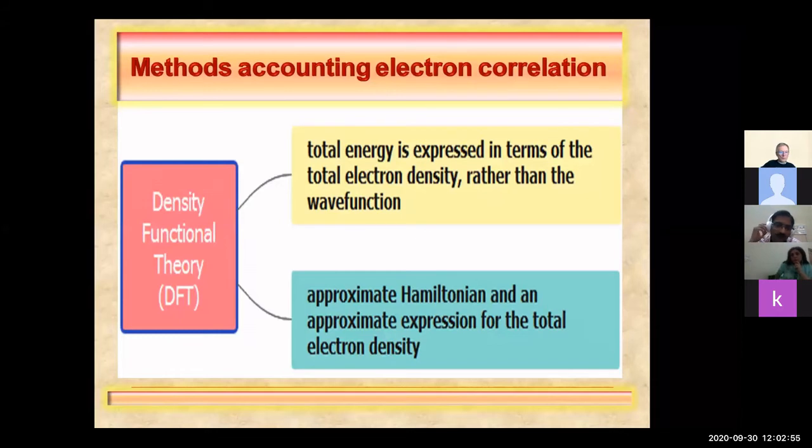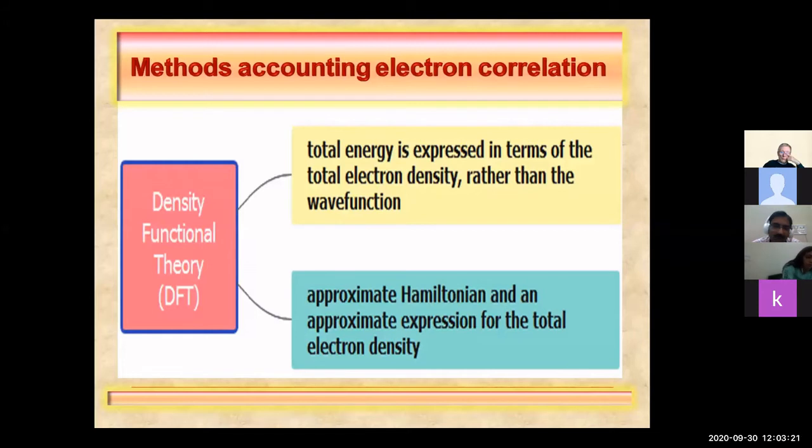So here in this theory, the total energy is expressed in terms of the total density rather than the wave function. It means now the wave function would be just representing the function of the density. So it means function of a function. And a function of a function is called a functional, and hence this theory is known as density functional theory.